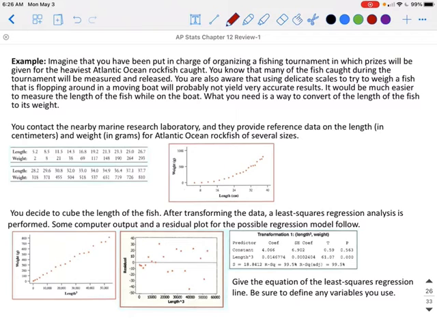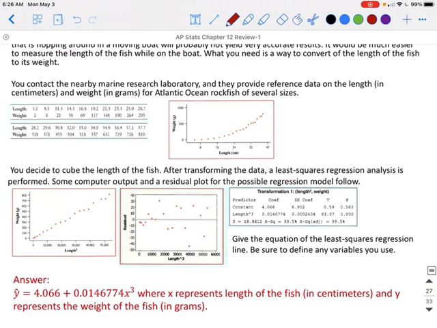So we need to give the equation of the least squares regression line and be sure to define any variables. Remember, you can define the variables directly in the equation itself, or you can put x and y and then define the variables later, and you are going to look under the column for coefficients. So if we do this, we are going to get that our y hat is equal to 4.066 plus our slope of 0.0146774 times x cubed. And remember, we do have to have the x cubed because we did take the length and we cubed it, where x represents the length of the fish in centimeters and y represents the weight of the fish in grams.